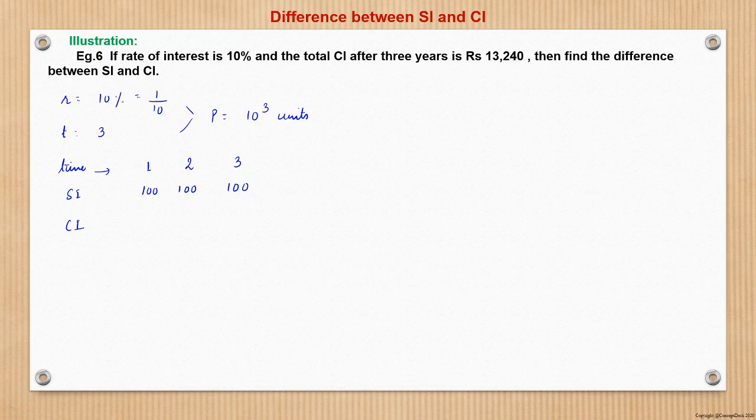Then compound interest. For the first year it remains the same as simple interest, that is 1 by 10 of 1000, 100. Then for the second year it will be 100 plus 1 by 10 of the CI during the first year, which is 10. And for the third year CI will be what? 10% of 1000 units, which is again 100, plus the interest during the previous period, which is 110. So 10% of 110 is 11, right? So basically this is 100, this is 110.